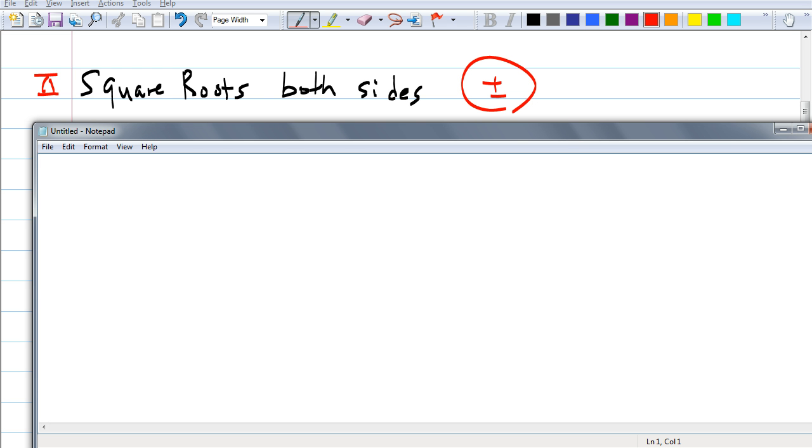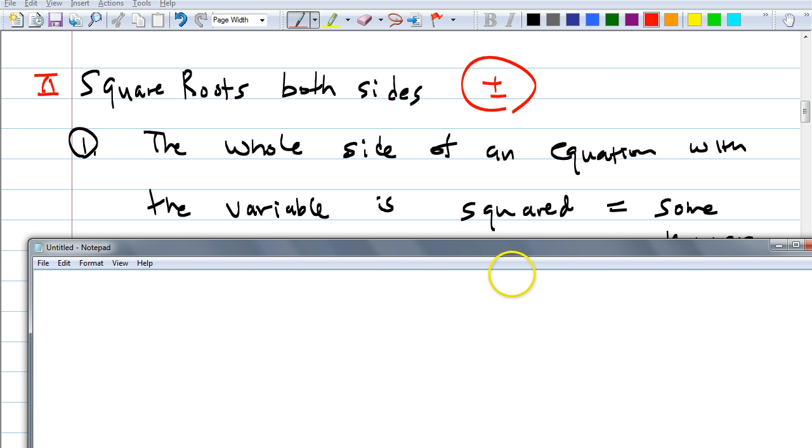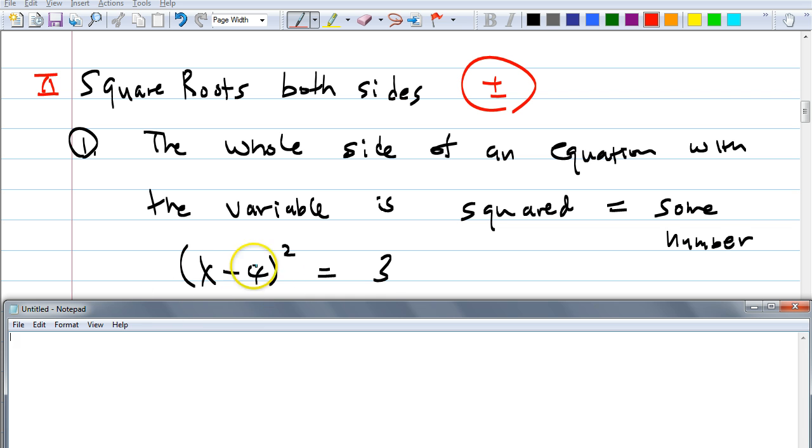Okay, when do you think you want to use this method? Jay said you have to have a perfect square on both sides? Do you have to have a perfect square on both sides? No, you just have to have it on one side. One side where the x is, right? Does that make sense? So here's what I wrote down. The whole side of an equation with the variable is squared, equal to some number. In other words, you have something squared equals some number, basically.